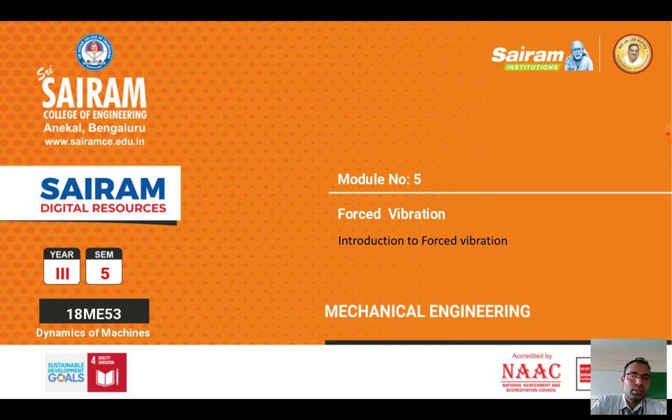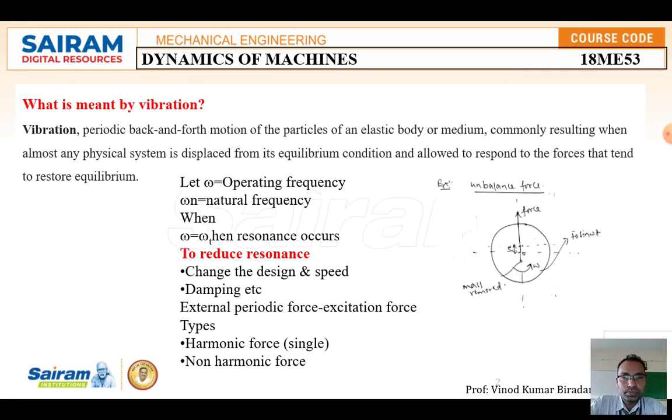If you want to solve problems on forced vibration, you have to remember the list of formulae. Here we are going to get around a maximum of 30 to 35 formulas. You have to remember all those formulas, and the main thing is to remember the notations. These notations are very, very important. Omega is called the operating frequency, omega n is called the natural frequency. When omega is equal to omega n, resonance will occur. So like this you have to study. I hope you understand the introduction to forced vibration.